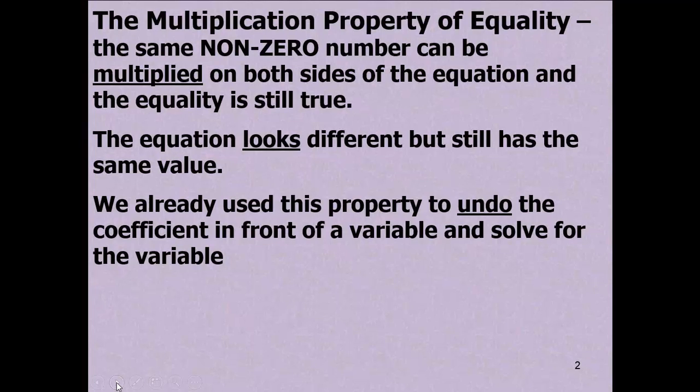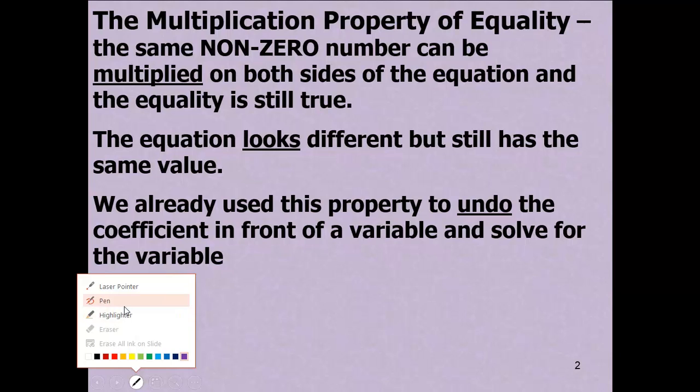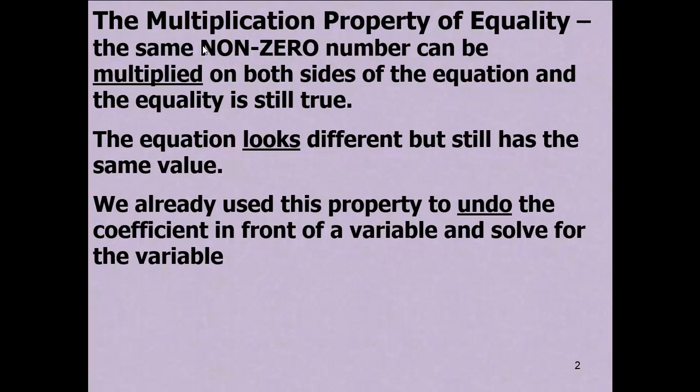All right, the multiplication property of equality. Kind of already seen it, just called it something different. What this property says is that we can take the same non-zero number. This doesn't work if we're talking about using the number zero, so it has to be non-zero, okay? And you can multiply it on both sides of the equation, and then the equality is still true.